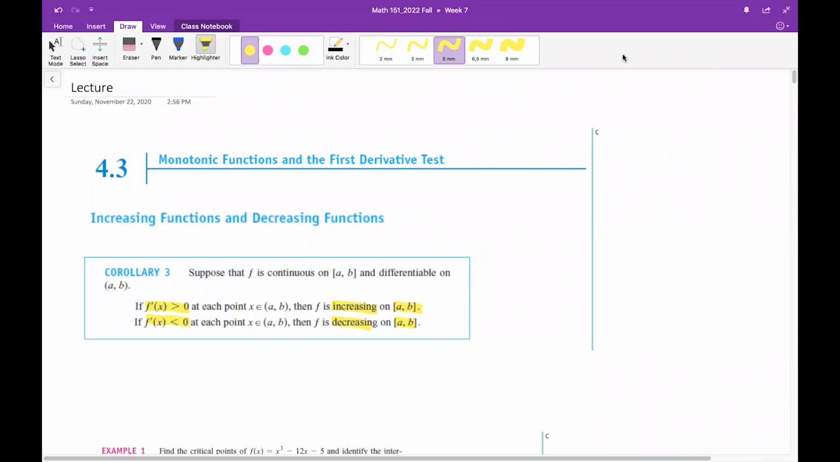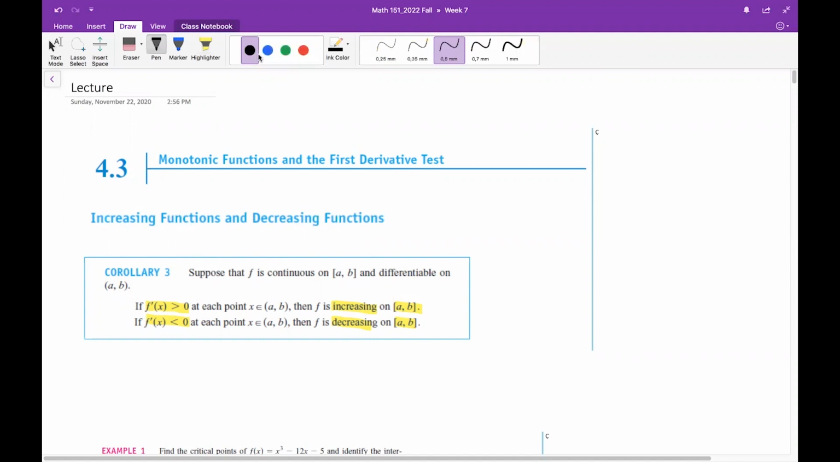Hi everyone, this is lecture video 22 and we will cover monotonic functions and the first derivative test in this section. While sketching the graph of a differentiable function, it is so useful to know where the function is increasing and where the function is decreasing. So we give a very useful quick way of testing this here in this box.